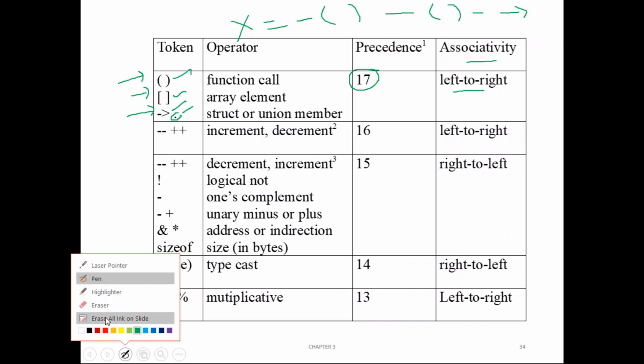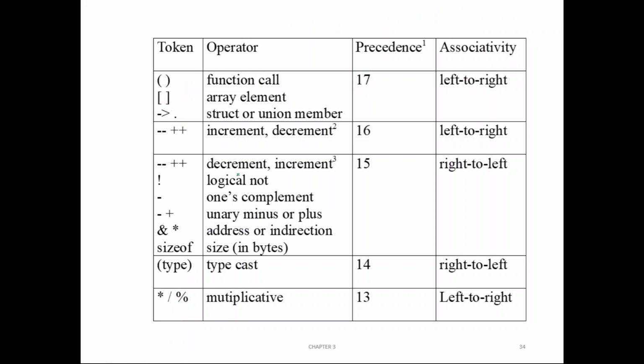And it follows the left to right pattern. Right. The next highest priority goes to post decrement and post increment. Okay, there are two decrement and increment. So the next table also you can see decrement increment, but there is a number 2 here in the superscript, which means that it is talking about post decrement and post increment. So this has the highest priority after brackets and arrow operator. Okay, it has the priority of 16.